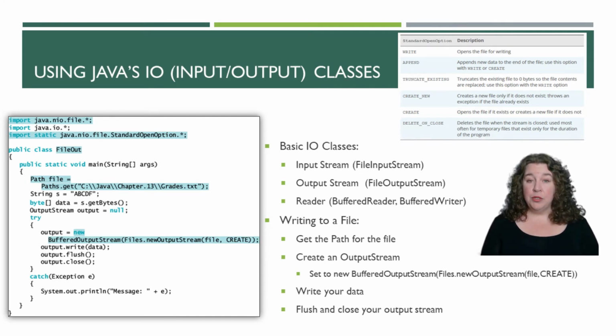So we talked about an output stream, and we talked about how to write to a file. Get the path, create the output stream, write your data, flush and close your output stream. Now on the next slide, we're going to talk about your input stream and your readers, because those are two other things you want to be able to read from your file.